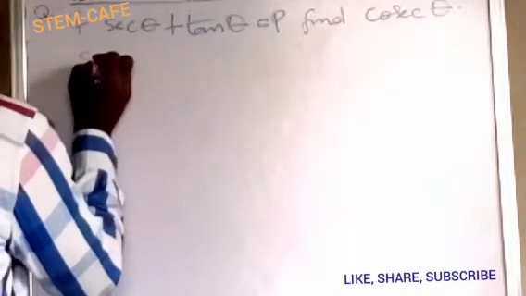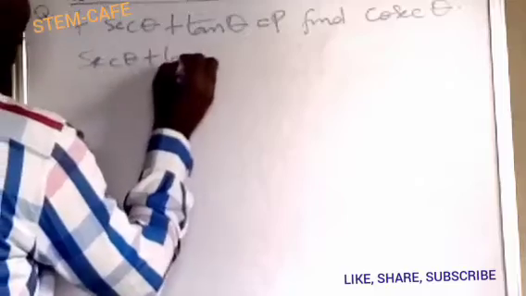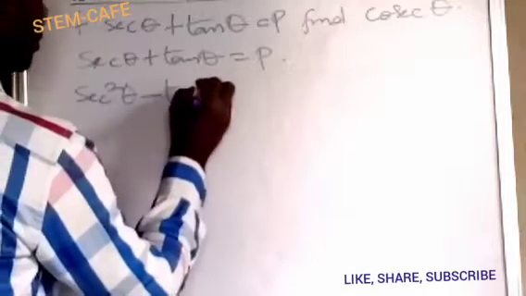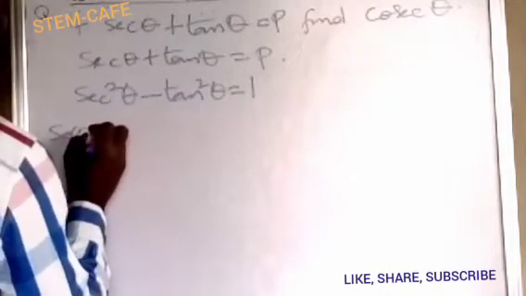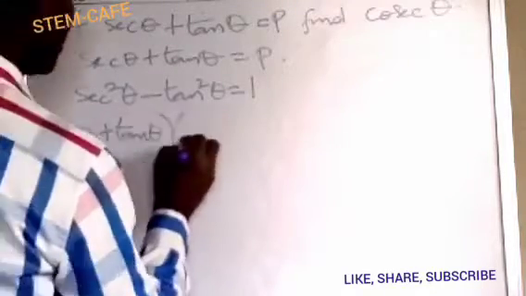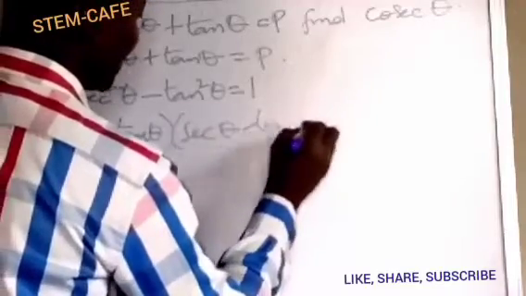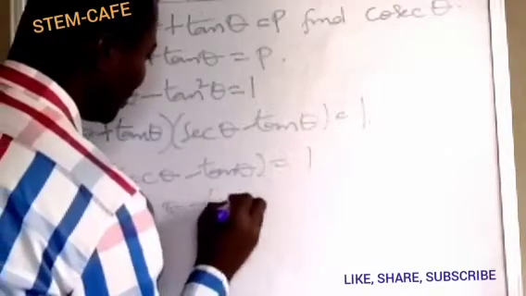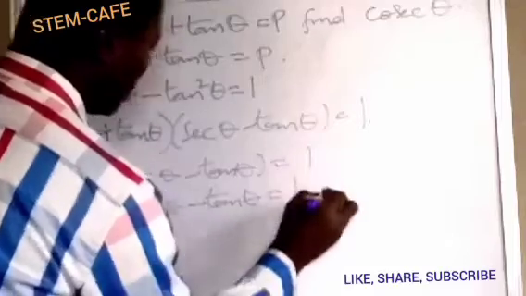The equation says if sec theta plus tan theta equals p, find cosec theta. Now we know sec theta plus tan theta equals p. And from our trigonometric identities, we know that sec square theta minus tan square theta is equal to 1. Factorizing this, we know that (sec theta plus tan theta) into (sec theta minus tan theta) is equal to 1. So we have p into (sec theta minus tan theta) equals 1. So sec theta minus tan theta equals 1 over p.